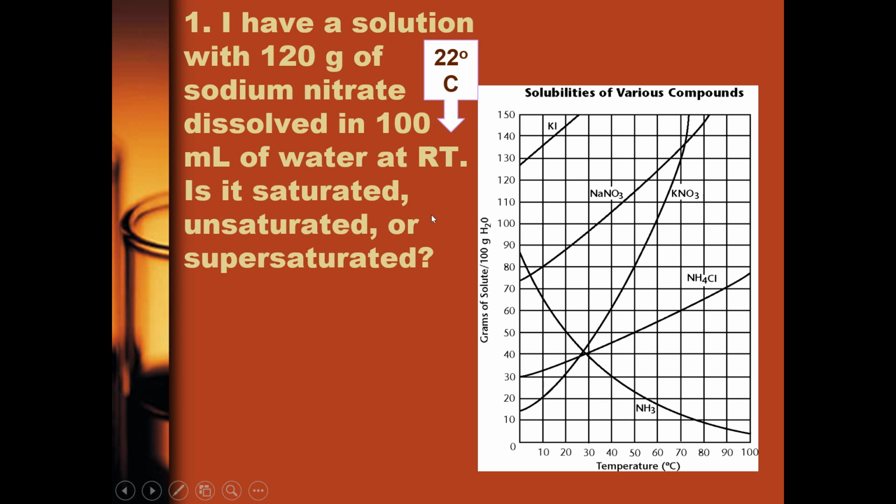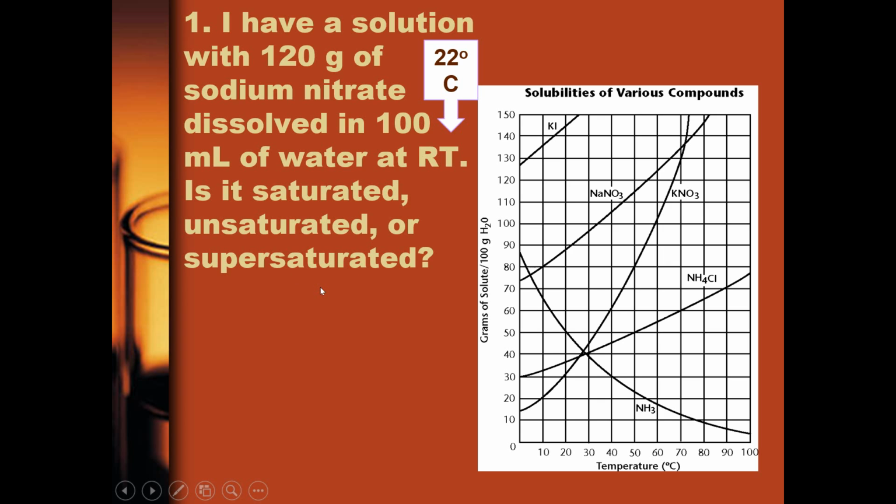Now, to solve this problem using the graph, basically all we're doing is finding the intersecting point between 120 grams of sodium nitrate, so 120 grams of solute is right there, and the other intersecting point to represent the x-axis, 22 degrees Celsius. When we find those intersecting points, we want to see if it's on the sodium nitrate curve, under the sodium nitrate curve, or over the sodium nitrate curve.